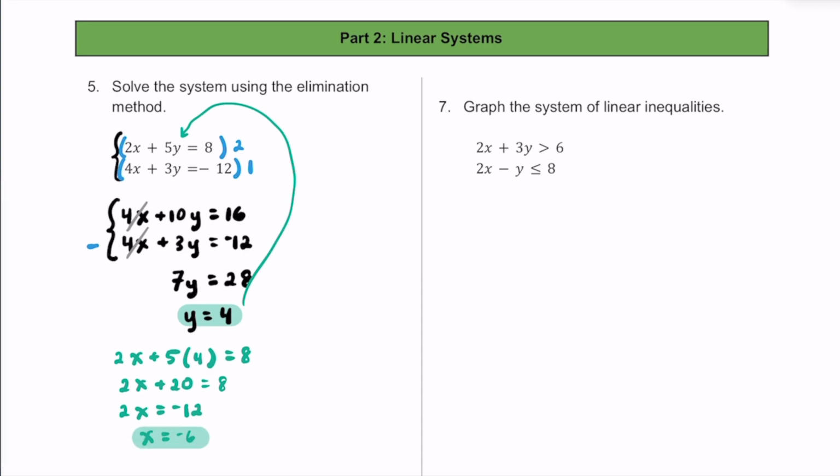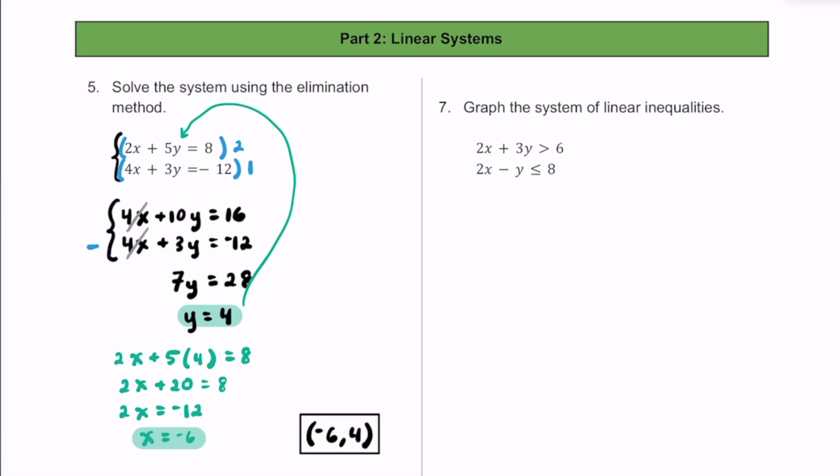So now that we have x and we also have y, we have the coordinates for the solution for the system. So if we were to graph these 2 linear lines, they're going to intersect each other at -6, comma, +4. So that would be the coordinates of where they cross each other. This would be our solution.